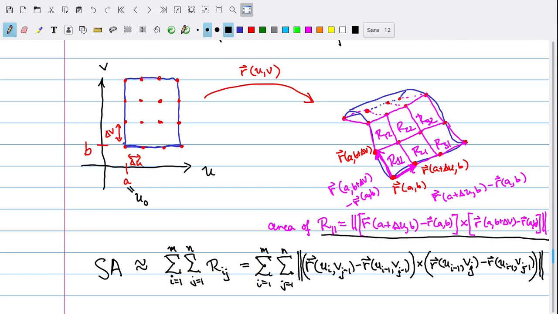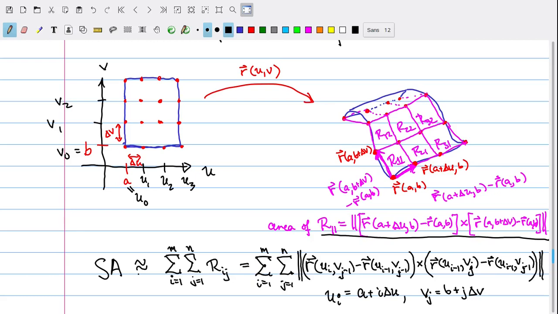So a is u0, u1 is the next point if I move over in the u line, and v0 is my b, v1 is b plus delta v, v2 is b plus 2 delta v, and so on and so forth. So u_i is going to be a plus i times delta u, and v_j is going to be b plus j times delta v. And this should feel really, really familiar from when we did these double Riemann sums for integration in 2 dimensions. So this is our equation here.